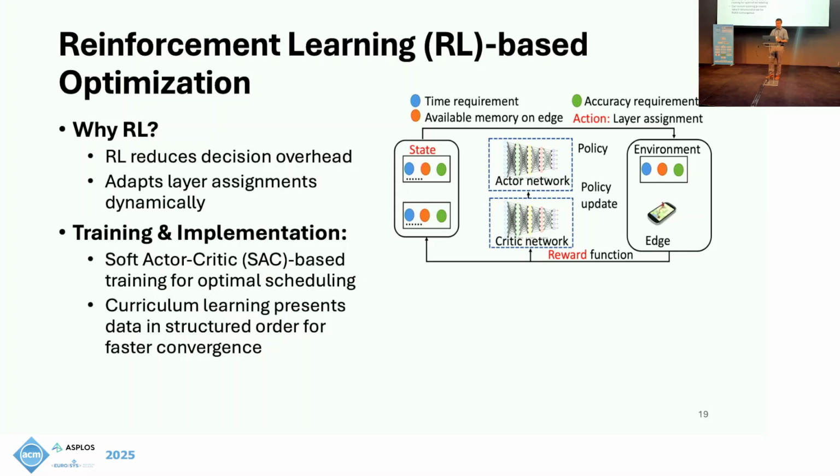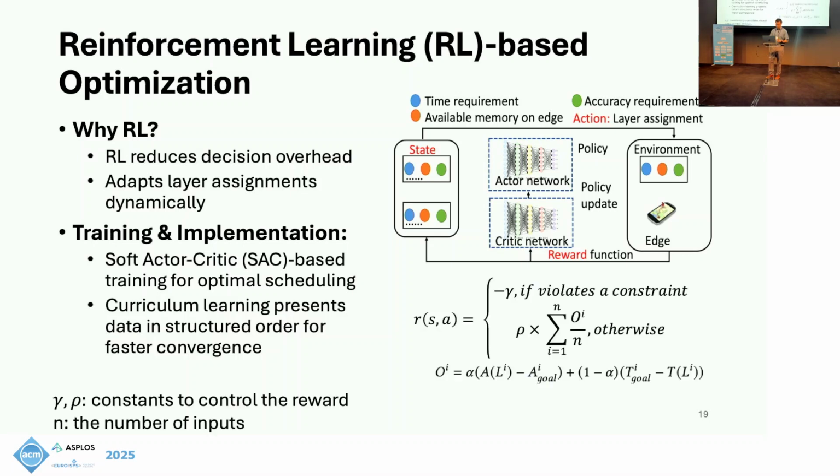We reduce this overhead by using a reinforcement learning-based method trained with soft actor critic, SAC, and curriculum learning. In curriculum learning, training data is presented in a structured order from simpler to more complex models. The RL policy learns to make fast input-aware decisions while meeting accuracy and latency constraints. The RL agent takes in system constraints, for example, time, memory, and accuracy, and decides per layer assignment, for example, 0 for CPU and 1 for LCA.